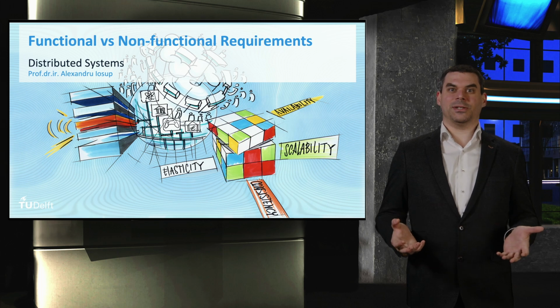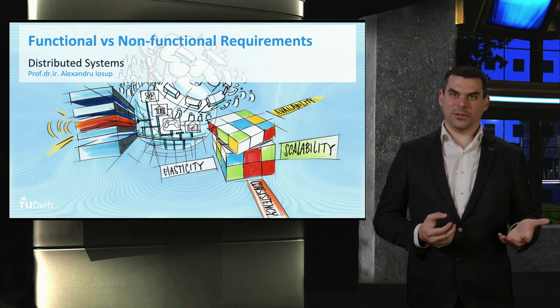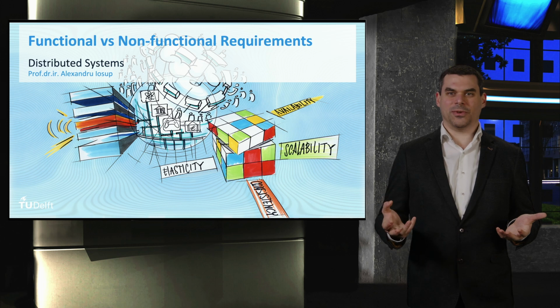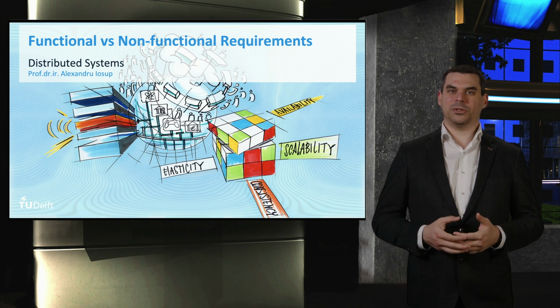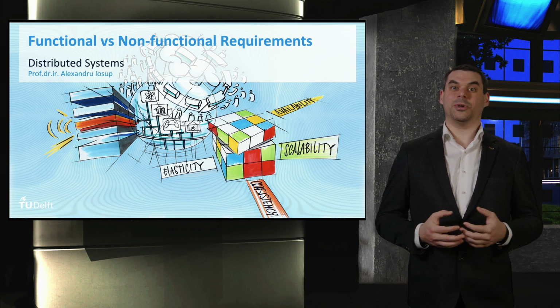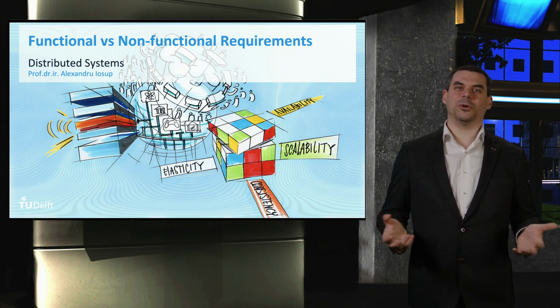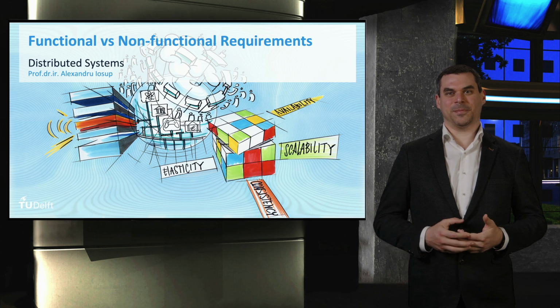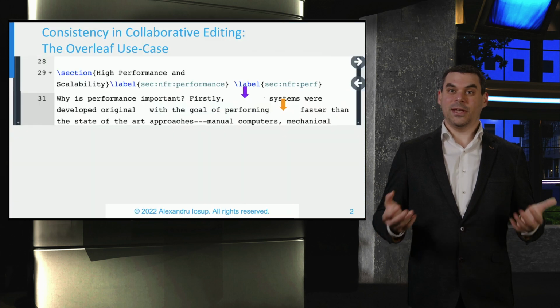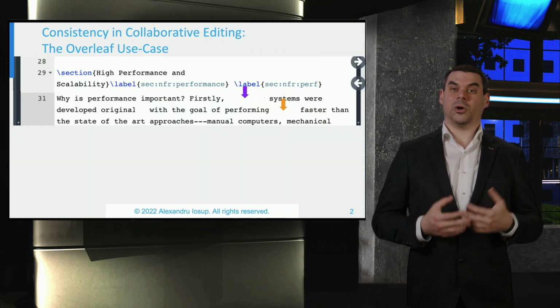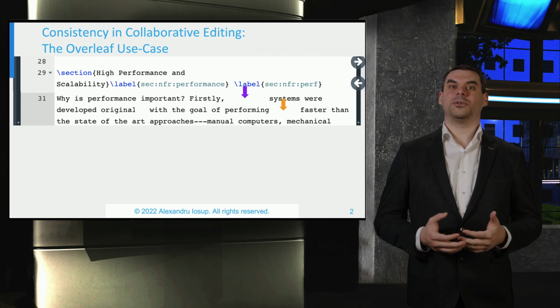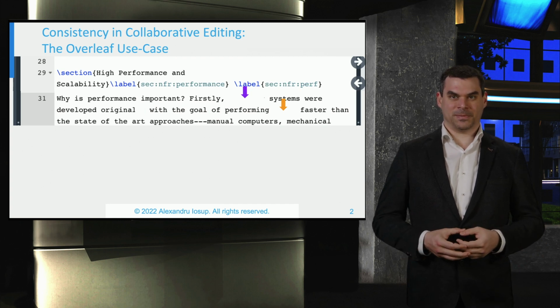Distributed systems builders have to consider not only functional requirements, but also non-functional requirements. In this module, we will introduce both, but focus on functional requirements. Non-functional requirements are the focus of the next module, Module 3. Let's reuse the example of editing a file collaboratively in Overleaf from the introduction to the module.